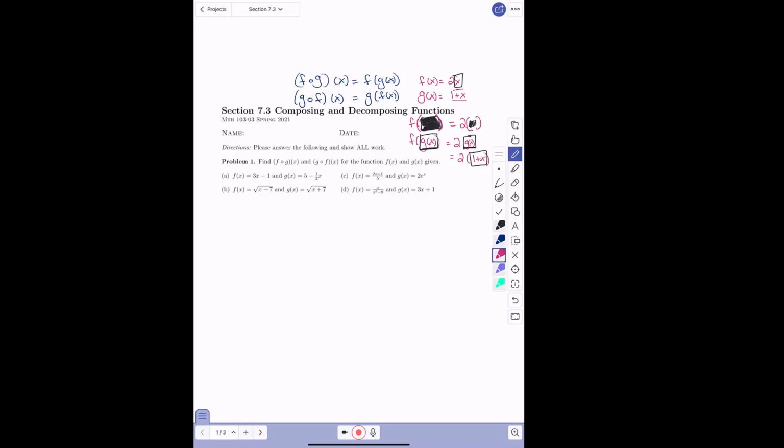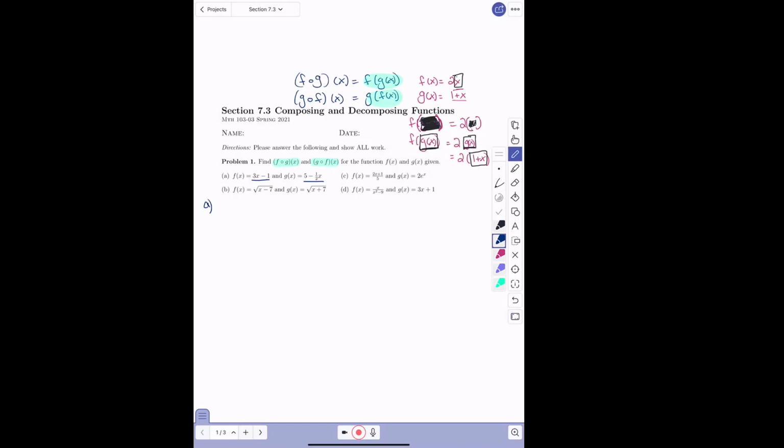Okay, so now we're going to do a ton of problems like this where we're going to go ahead in problem one and compose these two. So for problem A, we have that f of x is 3x minus 1 and g of x is 5 minus 1/2 x. So first we have to do f of g of x, and personally, I prefer this notation here over this notation. It means the same thing, but it's just easier to write, easier to look at, whatever.